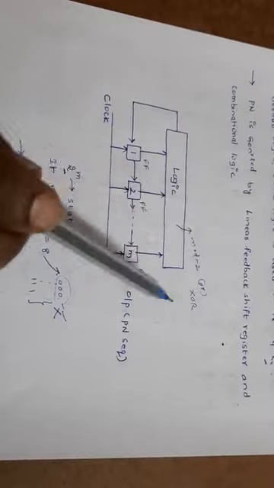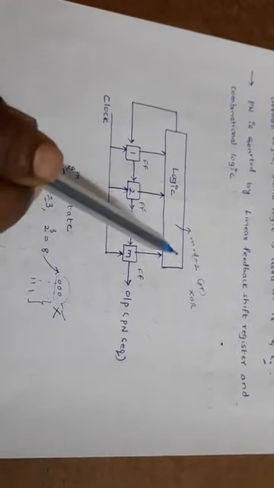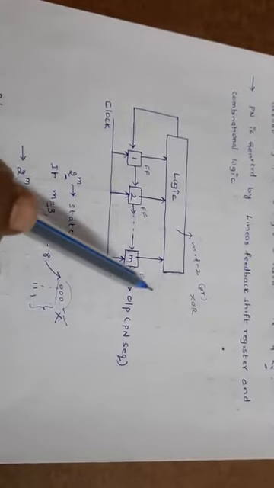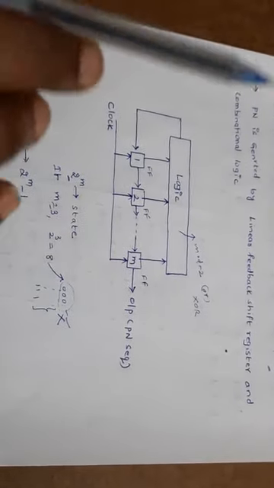So it should be known to both the transmitter and receiver, so that whatever PN sequence we are generating in the transmitter section, the same PN sequence can be generated in the receiver section. So let us see one example of this PN sequence.